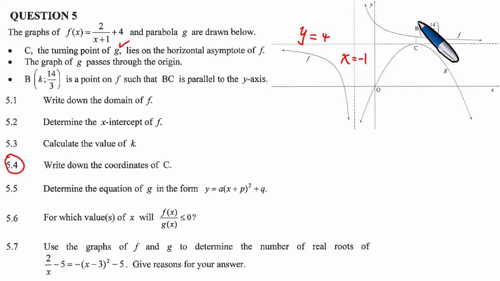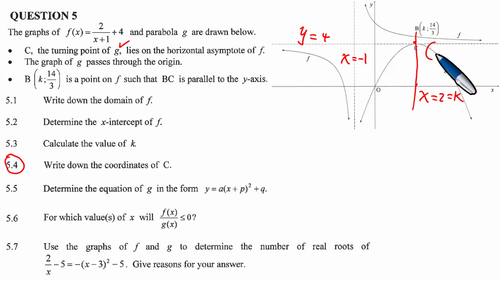Now, very important, we are told that B is a point on F such that BC is parallel to the y-axis. So if BC is parallel to the y-axis, you can imagine that it goes straight down, touching at the point at x. So our x here is the value of k. So x is 2, which is indeed the value of k that we got previously.